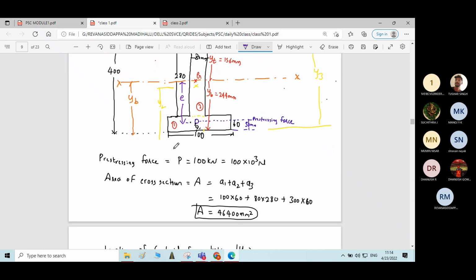How can you find that eccentricity? You know YB, correct? You know YB, the distance of the centroid from the bottom fiber. And the distance of the prestressing force from the bottom fiber is how much? It is 50 mm, here I have written. YB minus 50, if you do, you will get the eccentricity. Correct?